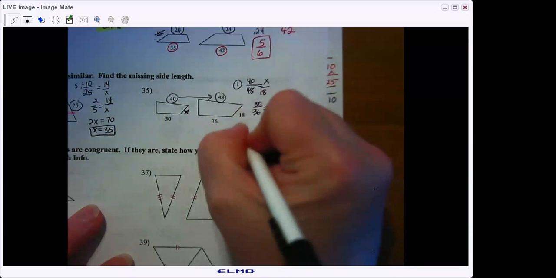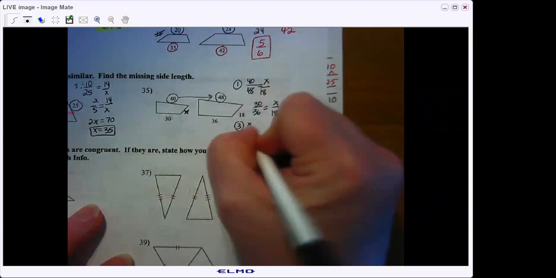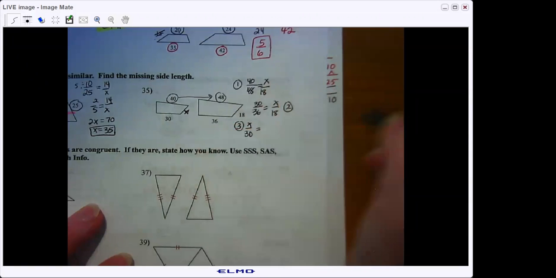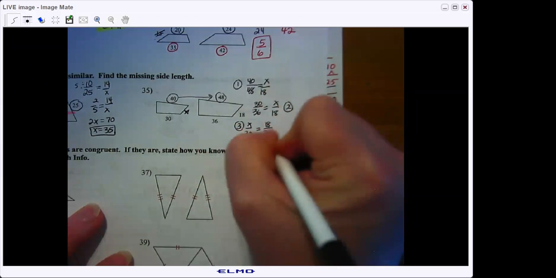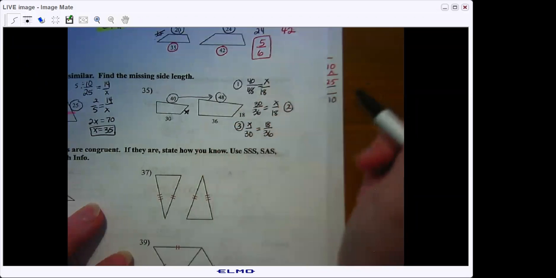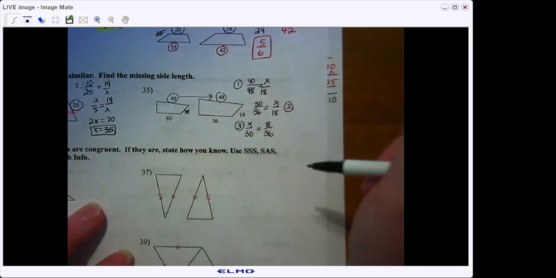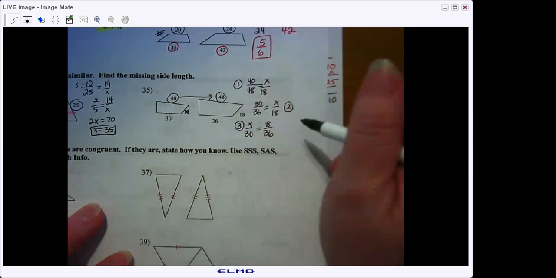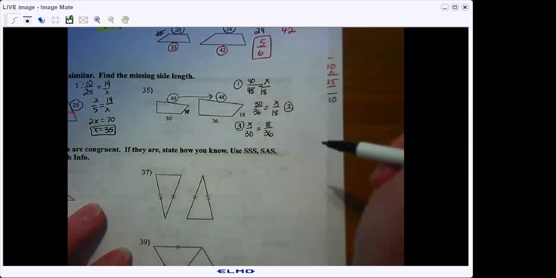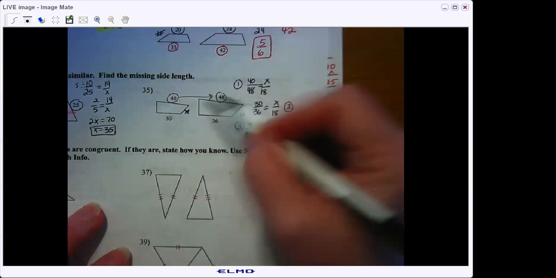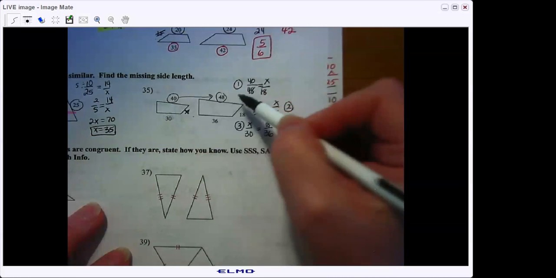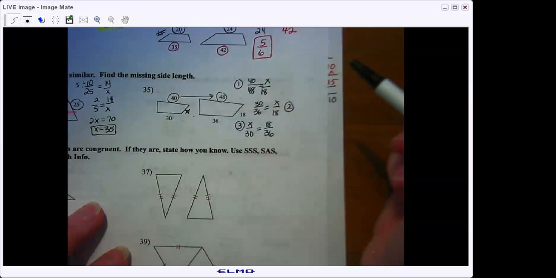What if I said option number 3, x over 30? What would the other side have to look like? 36 over 18. Close. Wait, 18 over 36. Perfect. 18 over 36. Okay. There's so many different ways to do this. I could have said 40 over x also and 48 over 18. That would have been the fourth one that we could have used. So either of these would be totally fine.